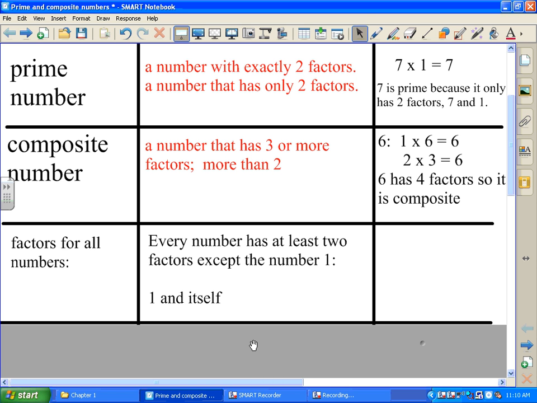Okay. Well, the number 1 has a factor of 1, but that's the only one it has, right? It's just 1 times 1. Yep. Okay.